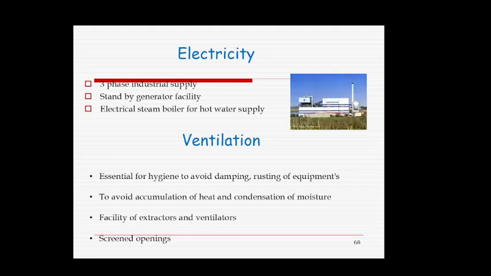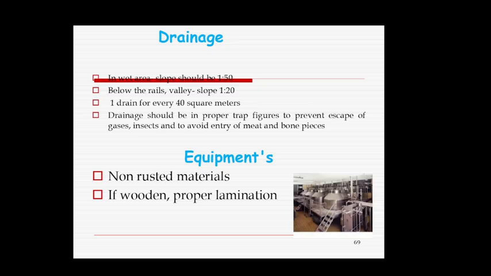Ventilation is essential for hygiene, to avoid dampness and rusting of equipment, and to avoid accumulation of heat and condensation of moisture. There should be extractors, ventilators, and screened openings. In wet areas, the slope should be 1 in 50. Below the rails, the valley slope is 1 in 20. There should be a drain for every 40 square meters. Drainage should prevent escape of gases, insects, and avoid entry of meat-borne pests.